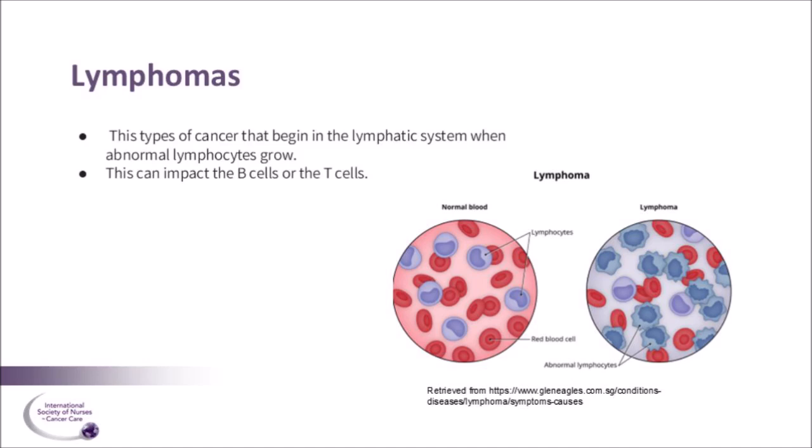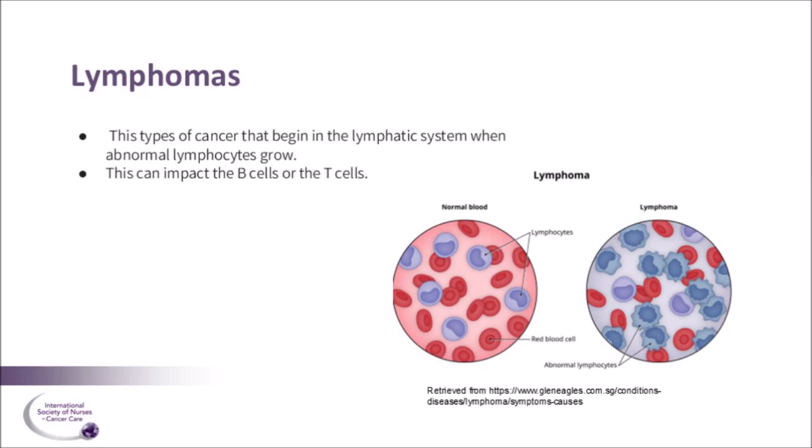The lymphatic system is part of the body's germ-fighting and disease-fighting immune system. Lymphoma begins when healthy cells in the lymphatic system change and grow out of control. The lymphatic system includes lymph nodes. They are found throughout the body.